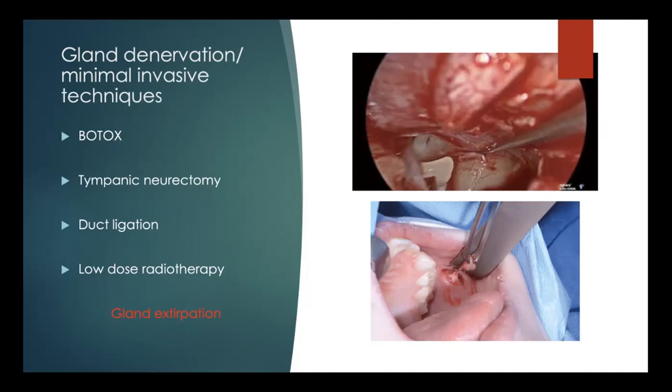a symptomatic parotid gland. For the submandibular, the decision is easy because you can always go ahead with the gland excision. The other technique is a tympanic neurectomy, which I personally have not resorted to so far. And you also have a distal duct ligation.